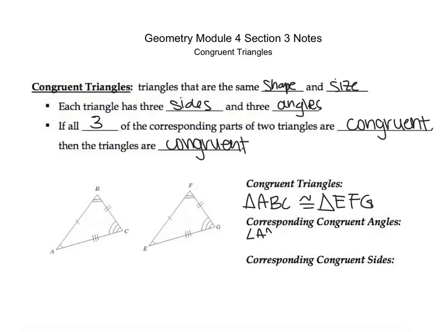So the corresponding congruent angles: angle A is congruent to angle E. Angle B is congruent to angle F. And lastly, angle C is congruent to angle G.